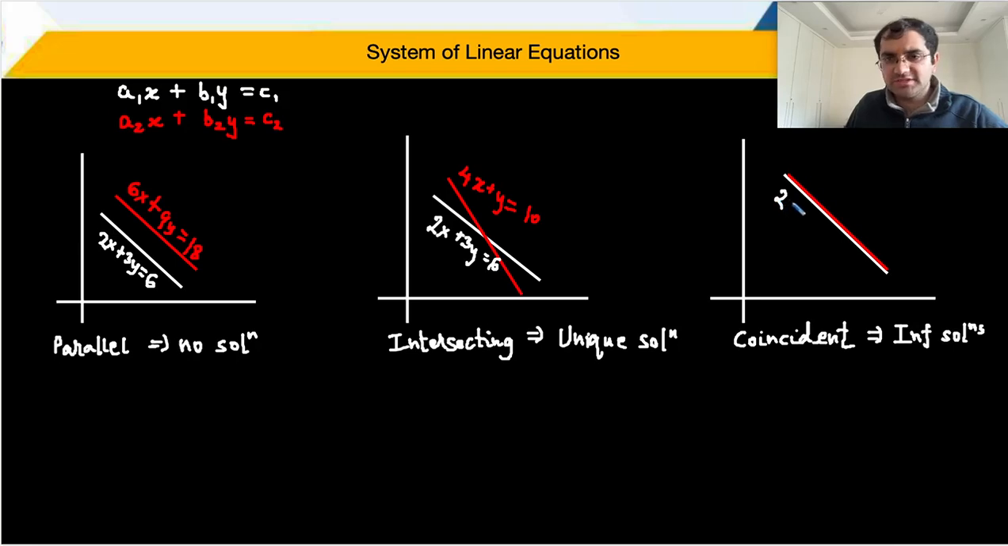And finally, coincident lines, which reminds me that I should change this. It's not 18, something else. Let us take over here 20. And now over here, 2x plus 3y is equal to 6, and then we can go for 6x plus 9y equal to the original one that I had taken, 18. So basically, when the lines are coincident, it's the same line. That's why they are coincident. They are one on top of the other.